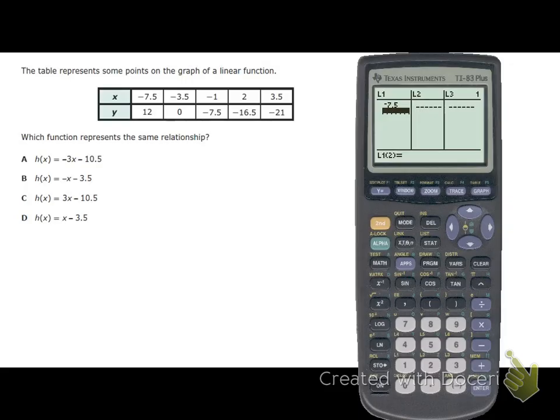And actually, I'm going to pause the video while I type all these in because I don't want you to waste your time. Okay, so I typed all these points. I got all my x values typed in for L1, all my y values in for L2. And so now I'm going to go back to my stat menu.